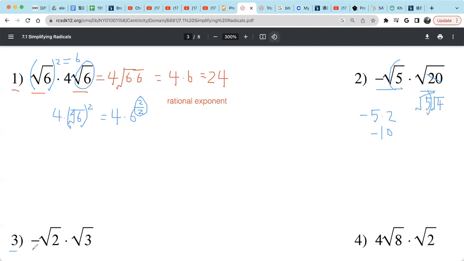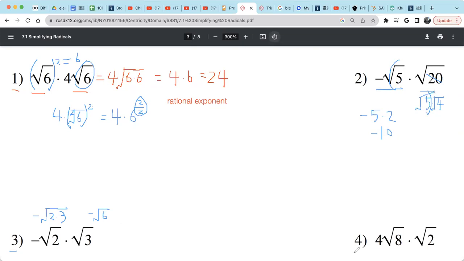Now let's see number 3. Maybe you can do number 3 faster than me now. Negative times positive is negative. Square root of 2 times the square root of 3. The indexes are all 2, so we can put them under a single radical. What's 2 times 3? 6. So we get negative radical 6. This is telling us radical 6 can be split as radical 2 times radical 3. Yes, you can split into the radicals of the factors of a number.